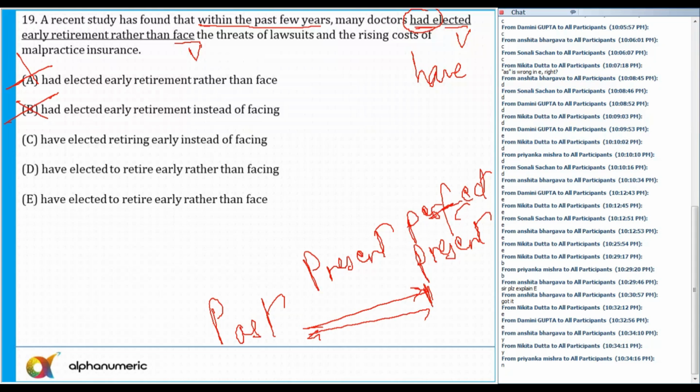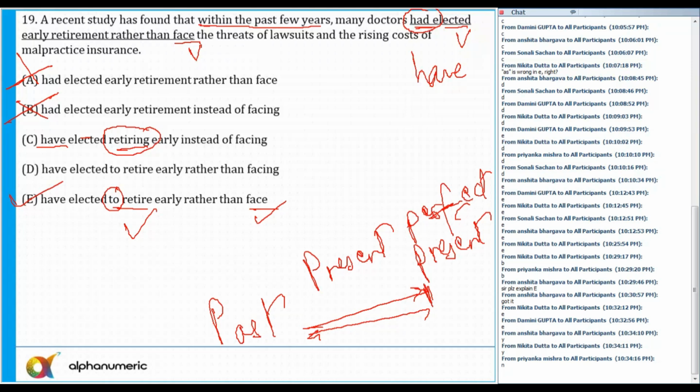Many doctors have elected retiring. Now, when we use the present perfect, we cannot use the ing form. We should use the infinitive form. So have elected to retire early rather than face. These two are common, retire and face. I think E is the answer. Many doctors have elected to retire early rather than face the threats of lawsuits. Yes, answer should be E.